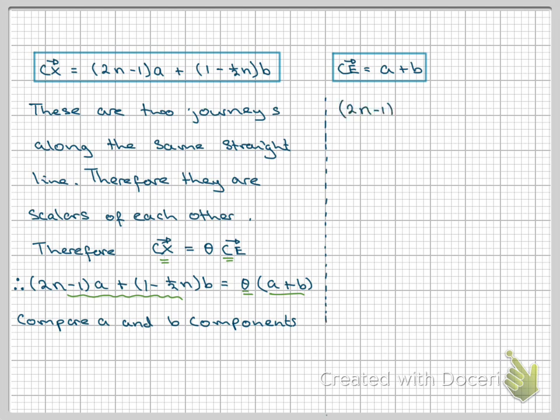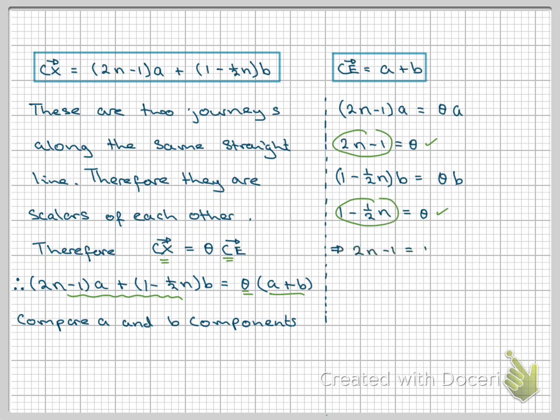I have got 2n minus 1 A will equal theta A. I can just remove the A's now. 2n minus 1 equals theta. Then I can compare the B components. 1 minus 1 half n B equals theta B. Removing the B's, I've then got 1 minus 1 half n equals theta. And you can see I've got equals theta on each side. Therefore, this equals this.